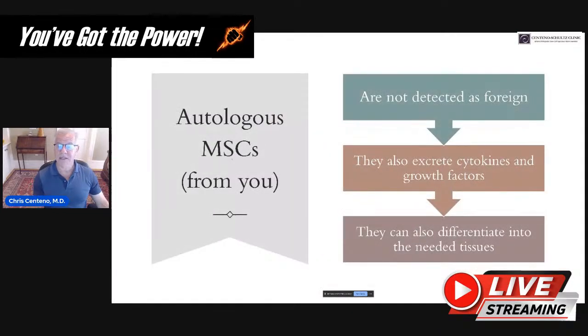Now, autologous MSCs, those are from you, are not detected obviously as foreign. They can also excrete cytokines and growth factors, and they can also differentiate into the needed tissues because they're not getting taken out by your immune system. They're your cells.